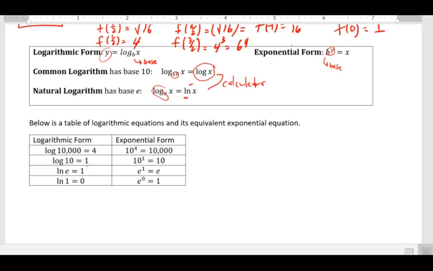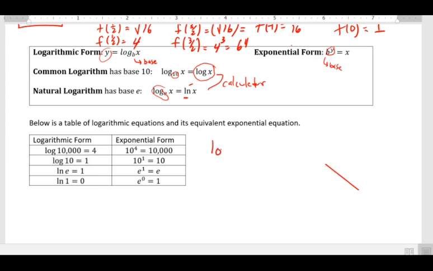Log 10 equal to 1 would be written as 10 to the 1 equal to 10. Natural log of e is equal to 1. That would be written as e to the 1 is equal to e. And natural log of 1 equals 0. That would be e to the 0 equals 1.